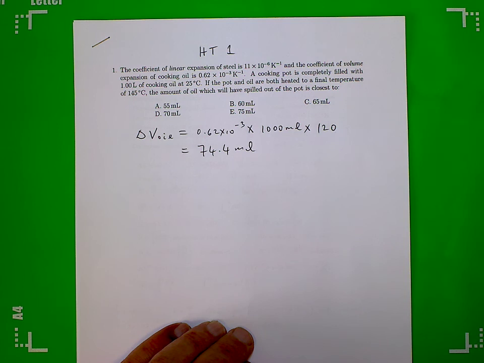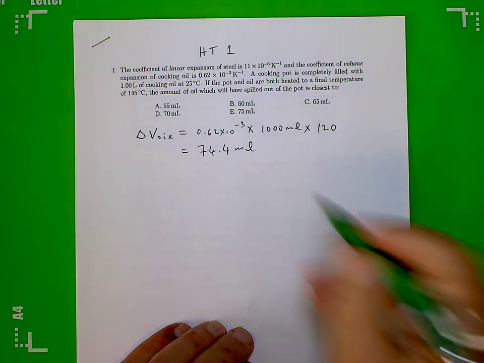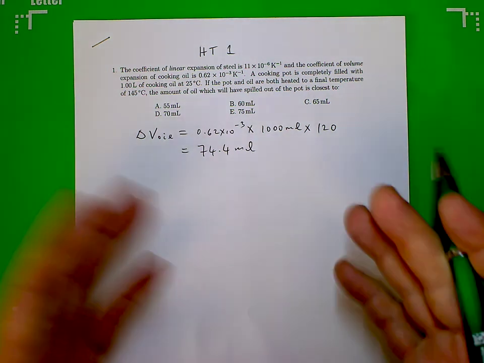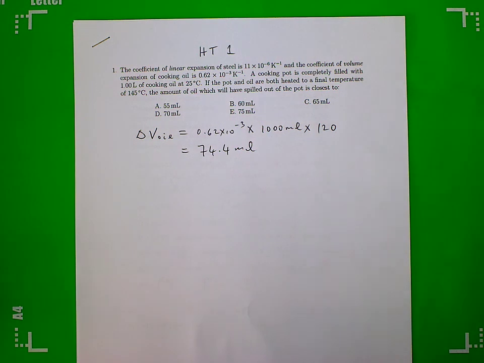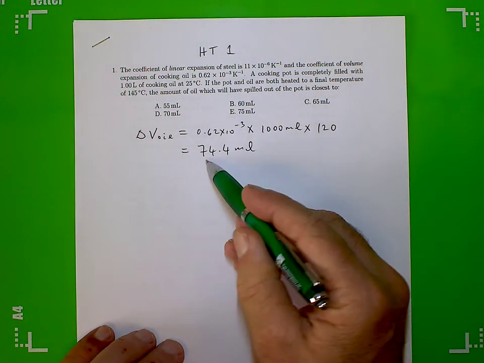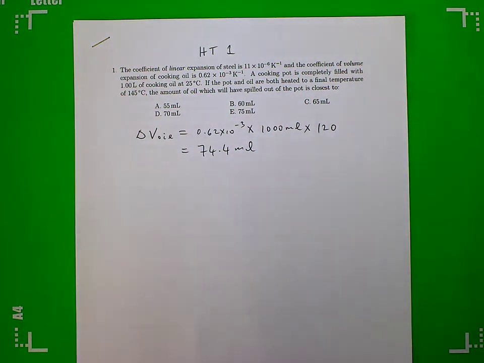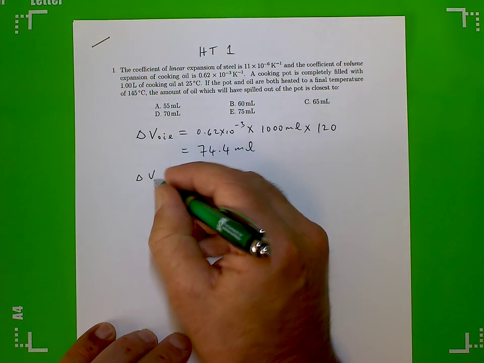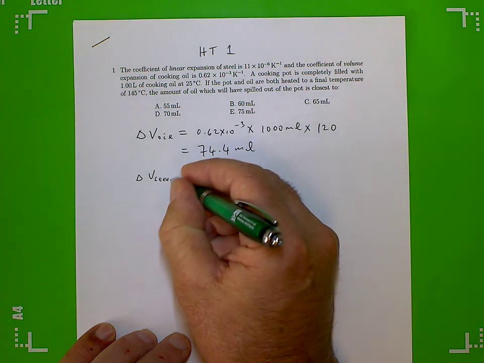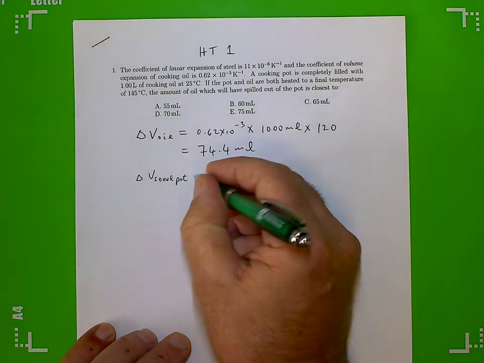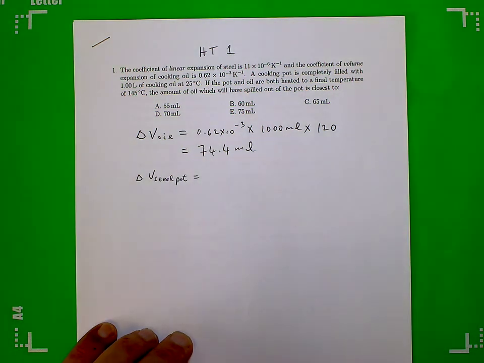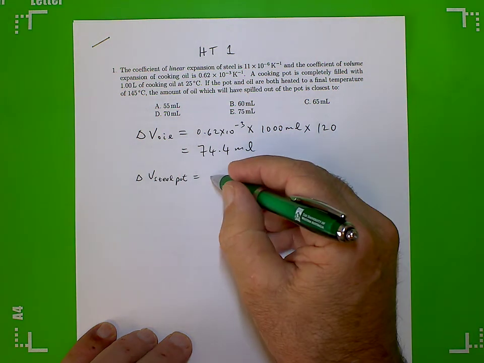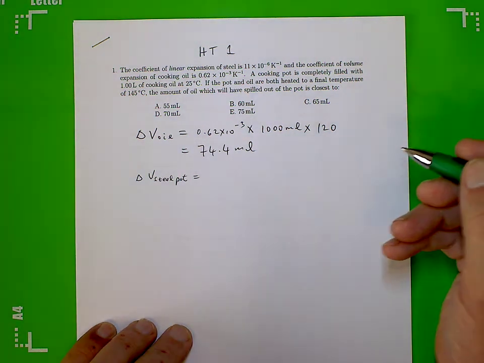Right, so now at this stage you might say, well, that's the amount that overflows, right? But there's a problem here. The steel of the pot expands as well, so that's not the amount that overflows. We need to do another calculation. So what is the change in the volume of the steel pot?